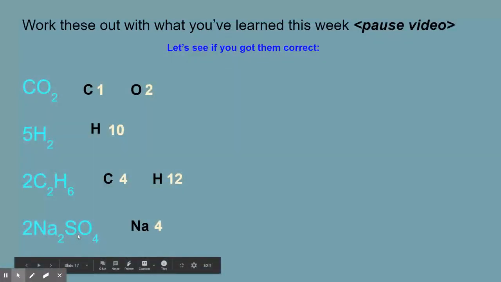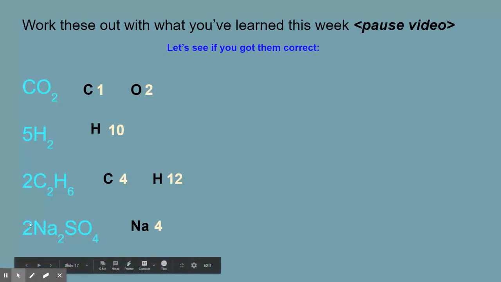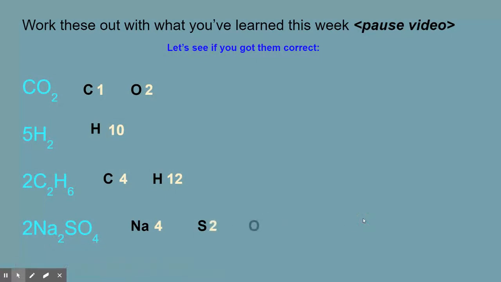Sulfur, there's an imaginary 1 right here. That means there's 1, but there's a coefficient of 2, so that means there's 2 sulfur. And for oxygen, there's 4, but a coefficient of 2, so that means there's going to be 8 oxygen.